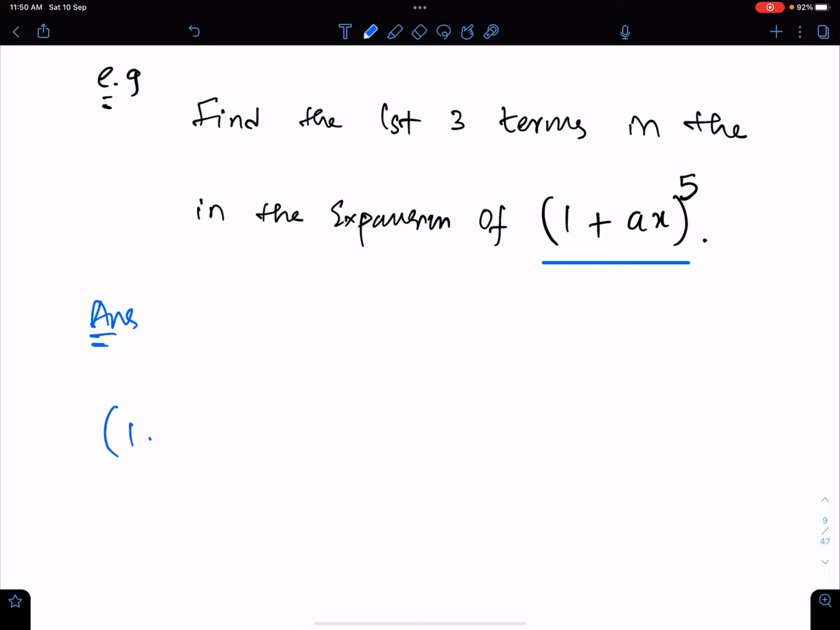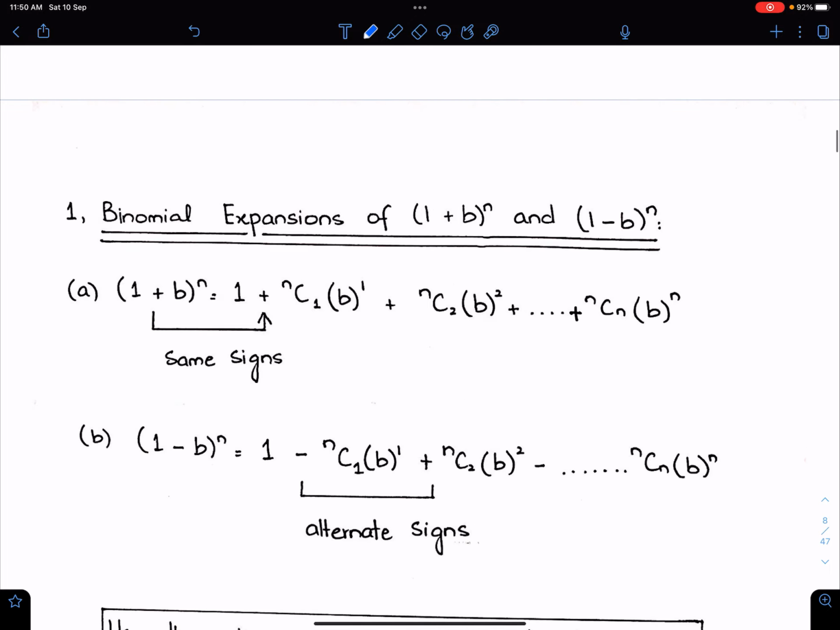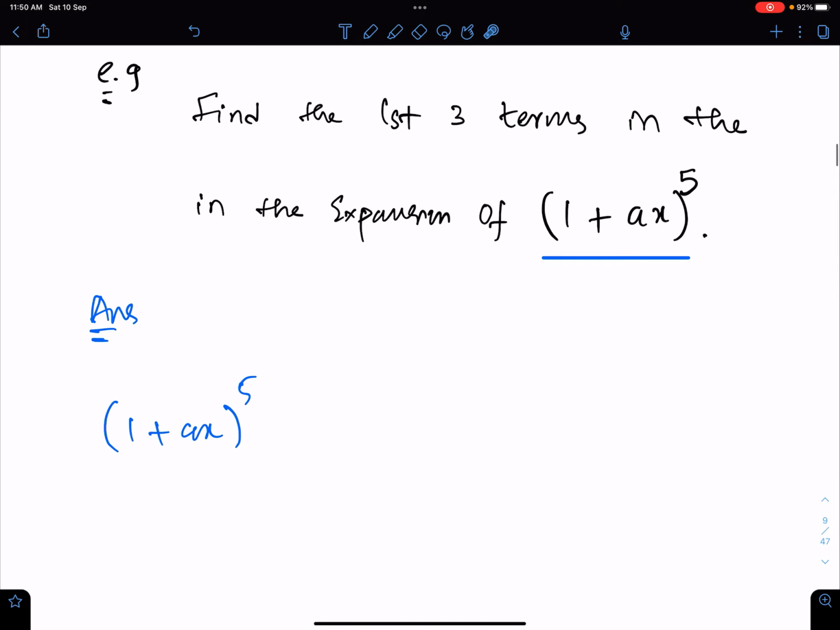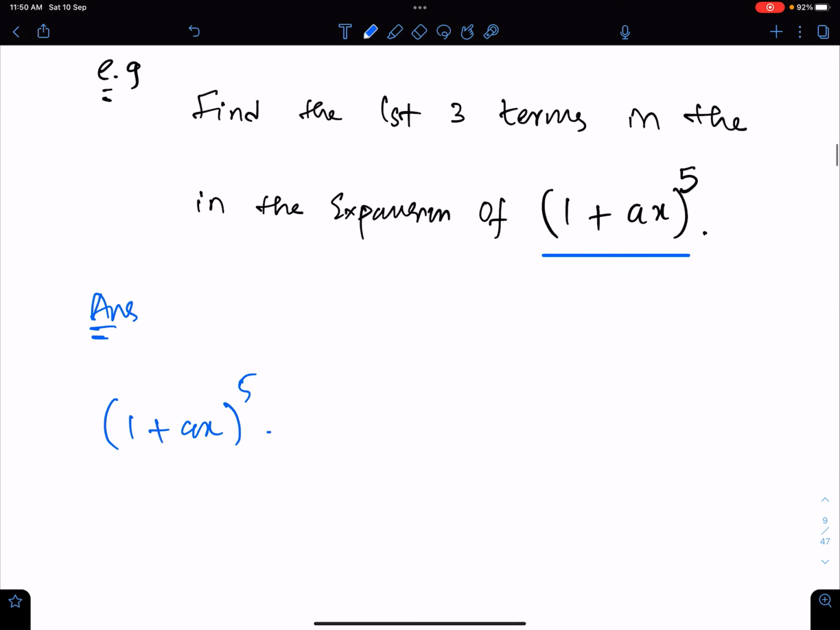So, with the help of the first binomial theorem, we can easily expand or easily find the first three terms of this expansion. So 1, because of the plus sign, all signs must be positive. 5C1, the second term is ax, power 1. This number is here.